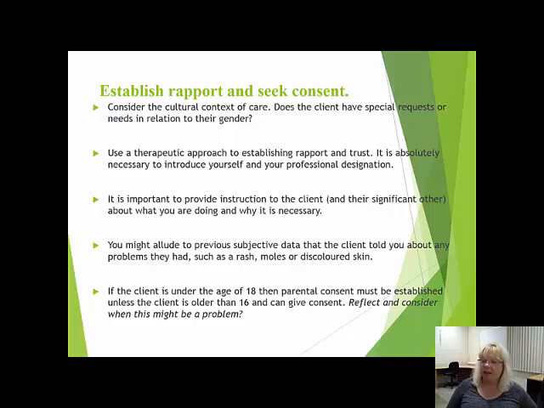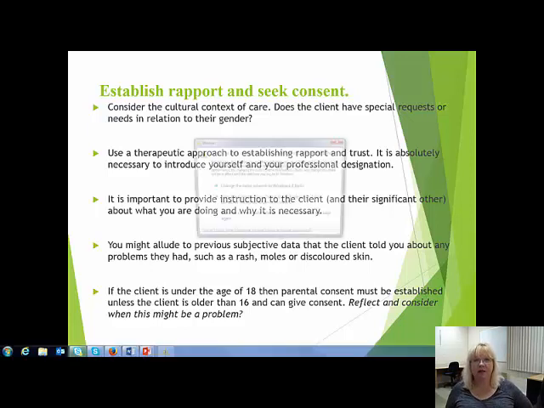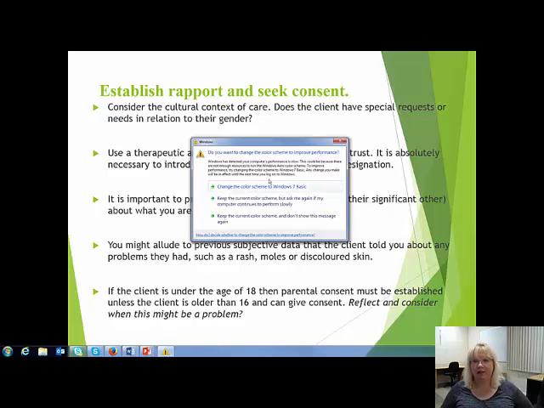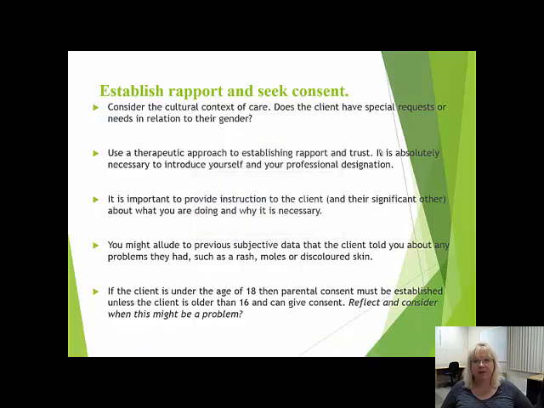And so the other thing to consider when you're establishing rapport and seeking consent is to just say to the client, there will come a time that I need to look underneath your clothes. Is that okay with you? And do you want me to have a chaperone present, or would you like your spouse to be in the room, or your partner, or your mum or your dad if it's a young person?